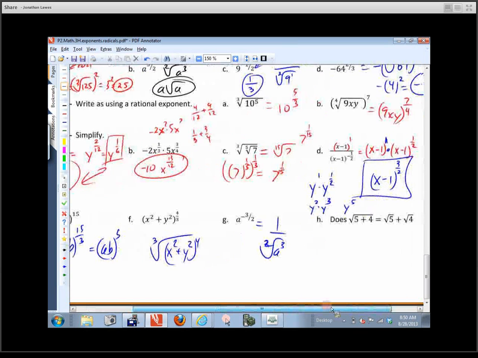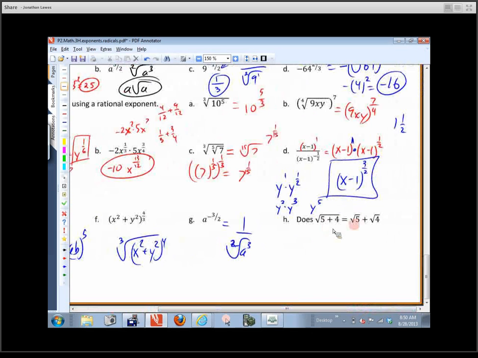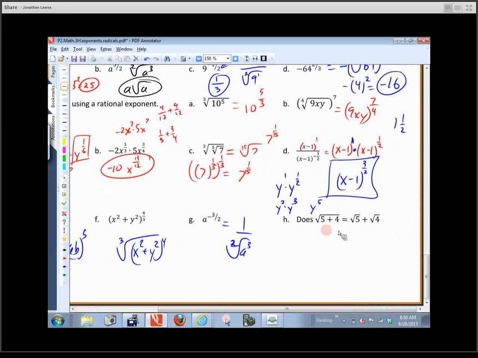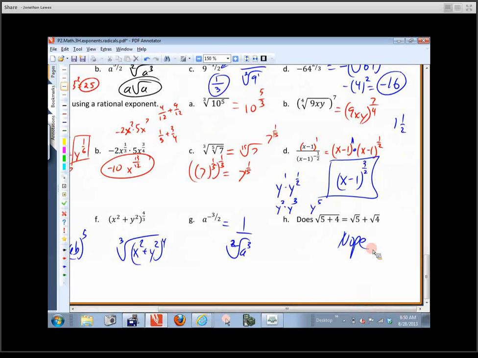And then the very last thing, is that true? No way. This would be the square root of 9, so this side would be 3, and this would be radical 5 plus 2. There's no way those two things are equal, okay? So please don't try and make up properties, okay? Doesn't work that way, okay? Stick with the ones that we know.